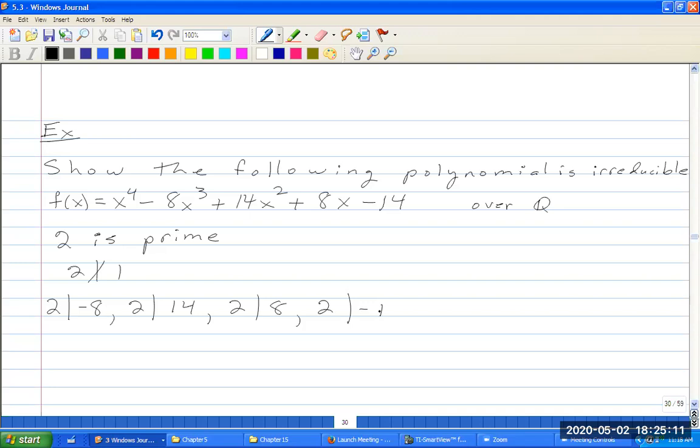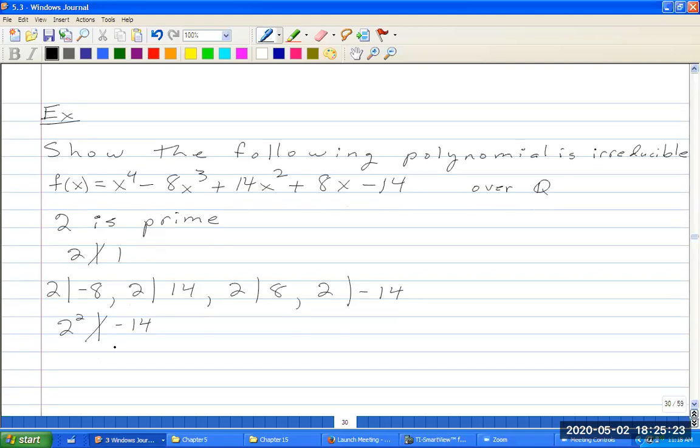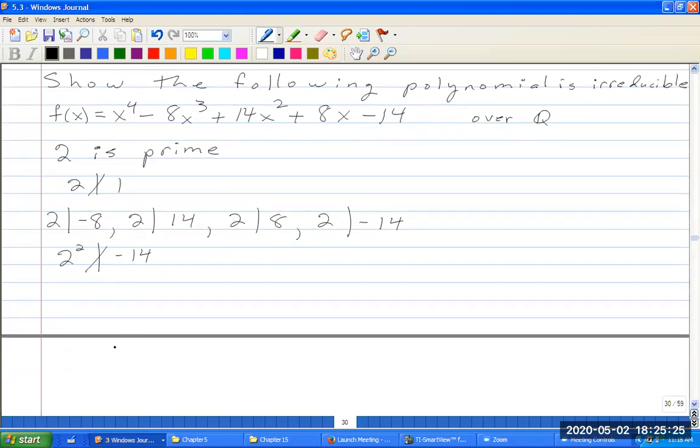So that's good. Next, 2 squared, 4, does not divide 14. All the coefficients are integer valued. So by Eisenstein, I have that this polynomial is irreducible.